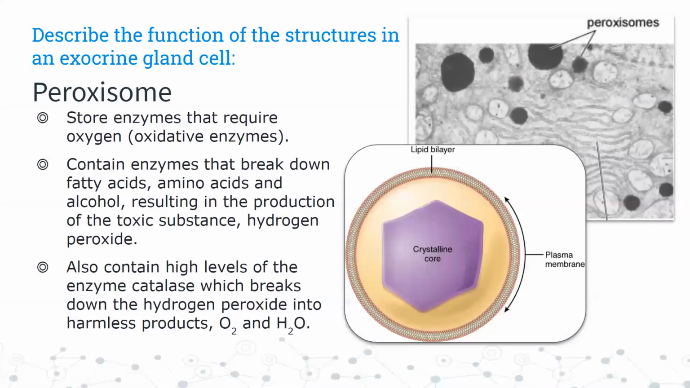Oh, peroxisome wasn't in your notes. I should have put it in your notes. To draw it is easy. To identify it is just a circle, but you should know what it does. So if you didn't add that to your notes, just put it at the bottom somewhere, the structure and the function.